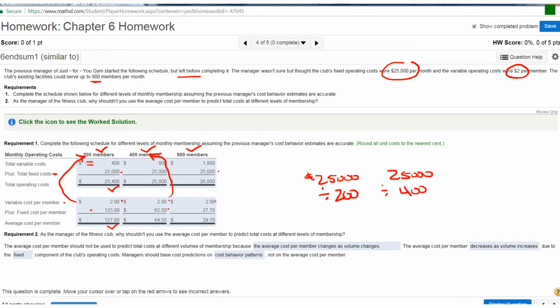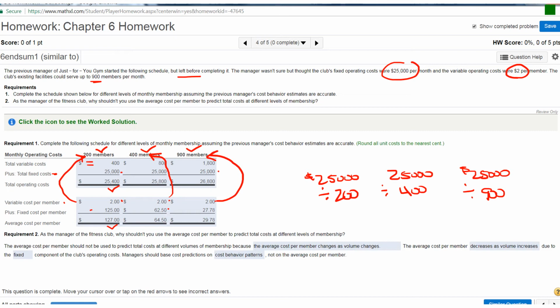The last column, to get this $1,800, you take the 2, multiply that by 900, that gives you 1,800. So here's your totals there. And then to get the fixed cost per unit, which is the only other thing you didn't know, you just have to divide that by 900, and you get 27.78. Notice if you look at the rules for cost behavior, look at the fixed cost in total, which is the same: 25, 25, 25.